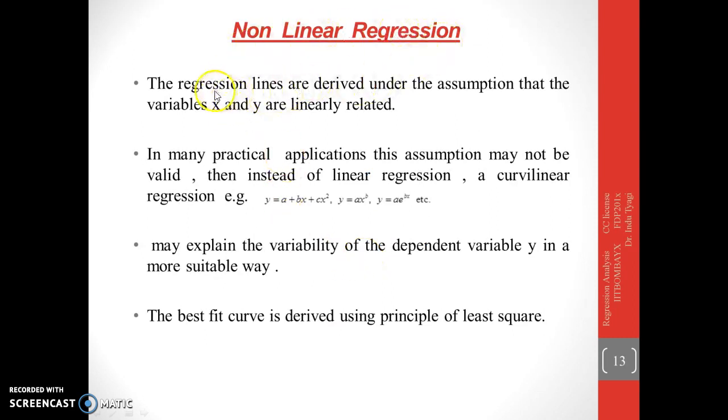Non-linear regression. The regression lines are derived under the assumption that variables x and y are linearly related. In many practical applications, this assumption may not be valid. Then, instead of linear regression, a curvilinear regression like second degree parabola, cubic curve, or exponential curve may explain the variability of the dependent variable y in a more suitable way. The best fit curve is derived using the principle of least squares.